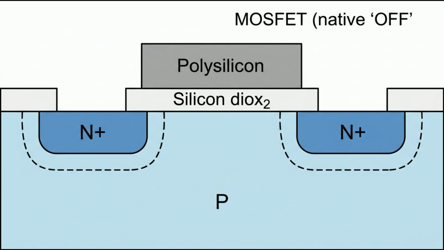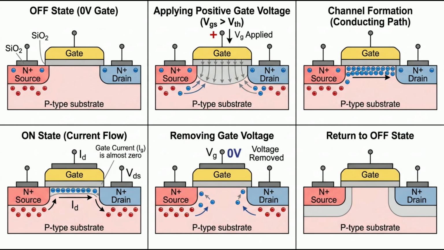The beauty is that the gate draws almost zero current once charged, so you can control huge power with a tiny signal from a microcontroller or even a button. This voltage-controlled behavior and very high input impedance make MOSFETs ideal for digital logic, amplification, and power switching.